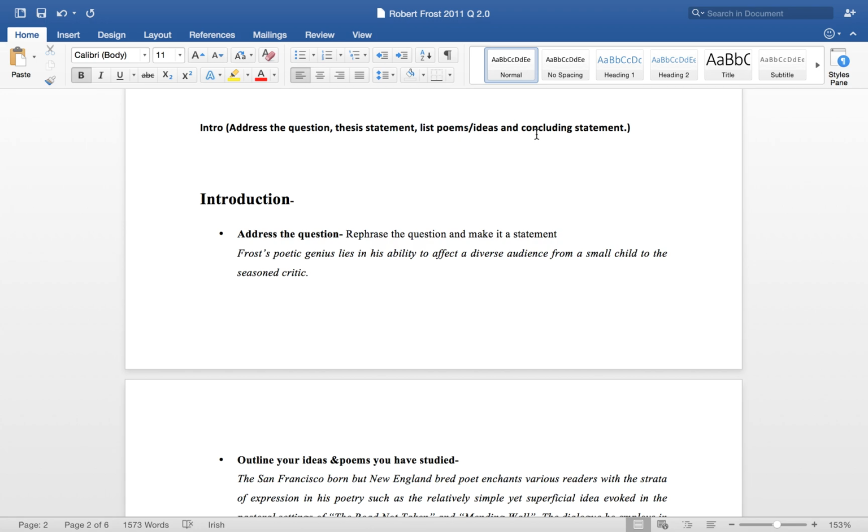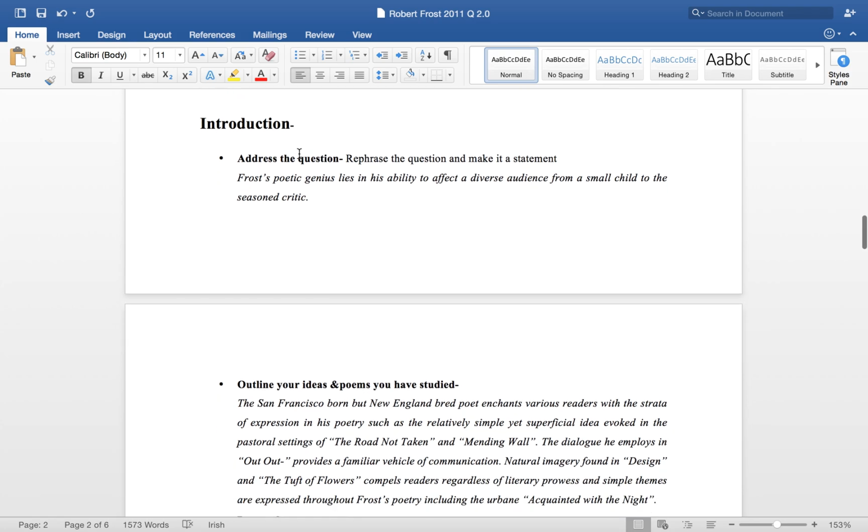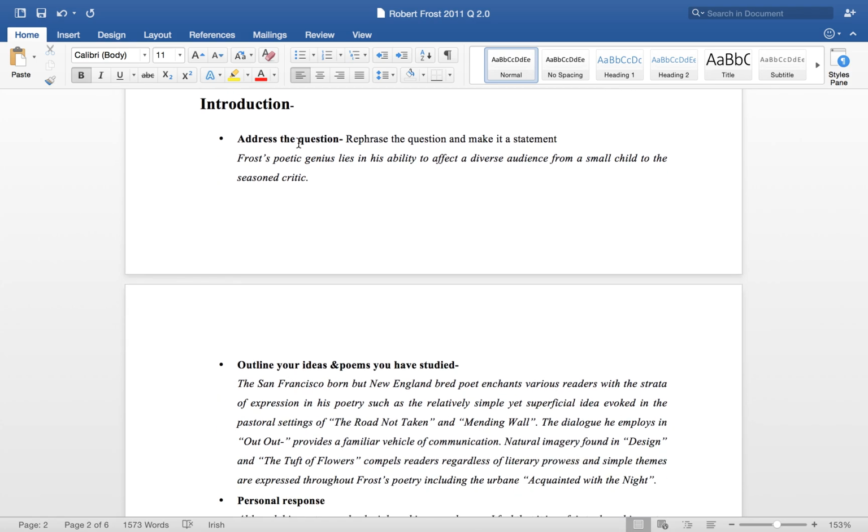Okay, and then we need some kind of concluding statement. Without the concluding statement, we can kind of just fall off a cliff in our introductions. It's a really harsh break. So I would suggest some kind of personal response to the poetry, or some kind of finalizing statement that will bring us into our next paragraph. So we have a sample here, and let's see if I actually do address the question and have a thesis statement.